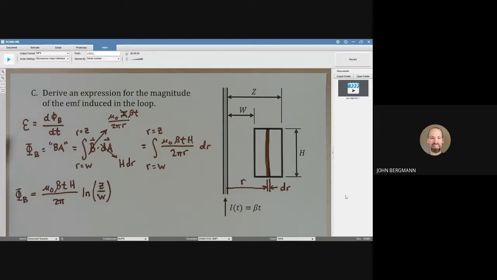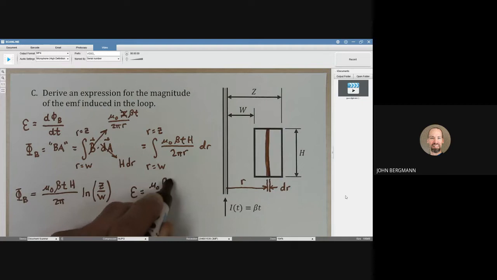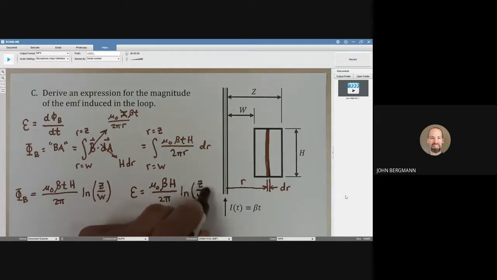But to find the EMF, we need to take the time derivative of that. And look at that. That's going to be pretty easy because time is just to the first power. So I think our final answer is going to be this whole same thing except without the t. Mu naught beta h divided by 2 pi times the log of z over w.